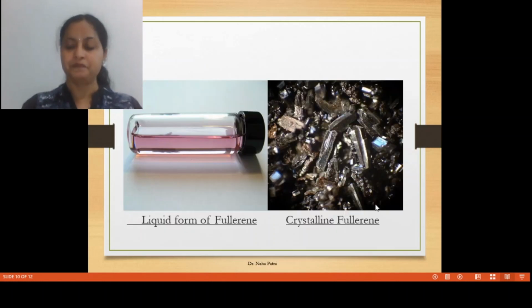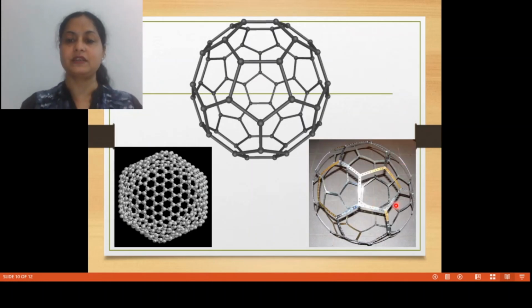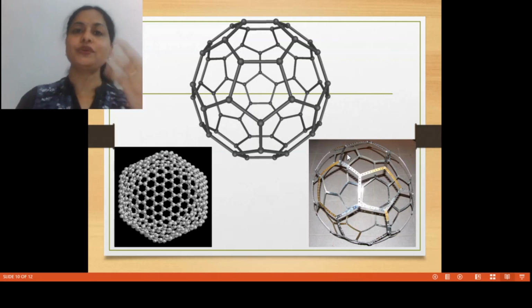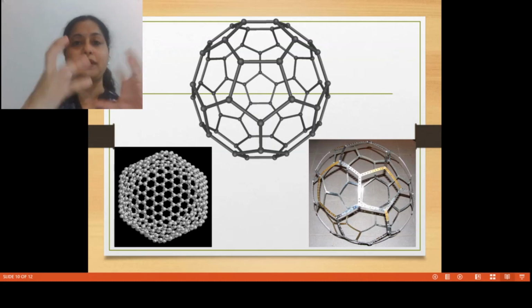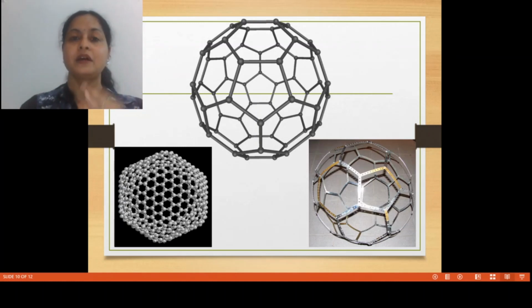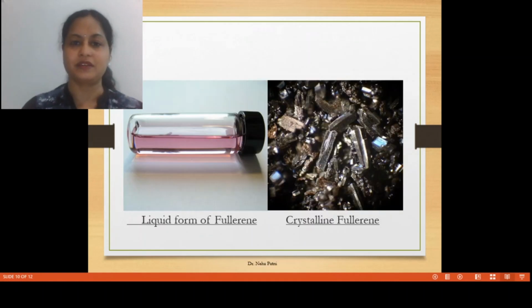And this is again the same structure which you can see here, pentagons and hexagons. So you can easily locate that it is a hollow kind of sphere which has alternate pentagons and hexagons in the structure. It's very interesting.